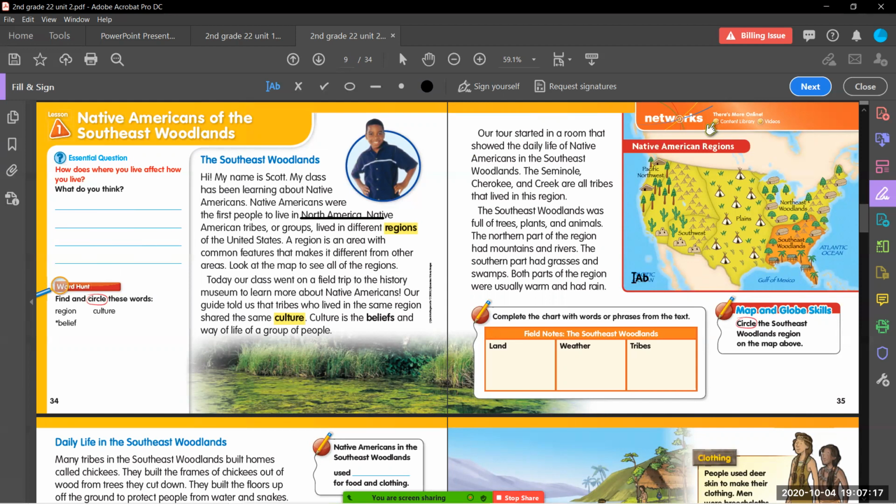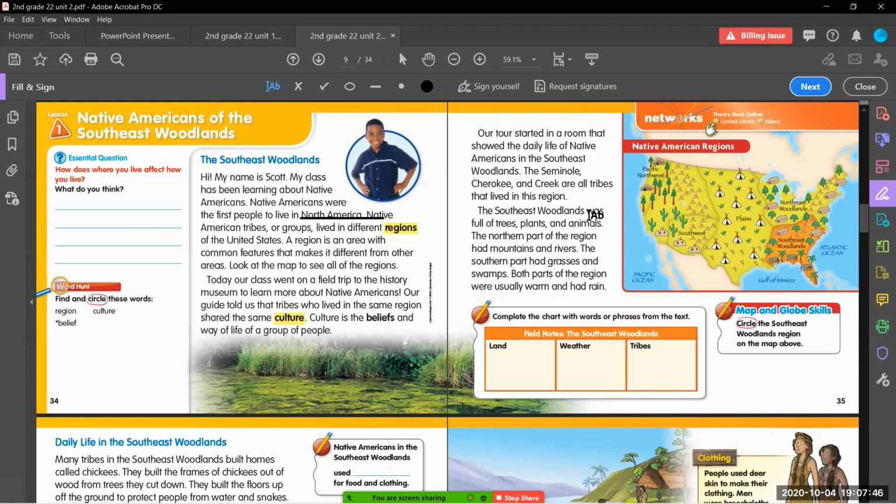Our tour started in a room that showed the daily life of Native Americans in the Southeast Woodlands. The Seminole, Cherokee, and Creek are all tribes that lived in this region. Southeast Woodlands was full of trees, plants, and animals. The northern part of the region had mountains and rivers. The southern part had grasses and swamps. Both parts of the region were usually warm and had rain.